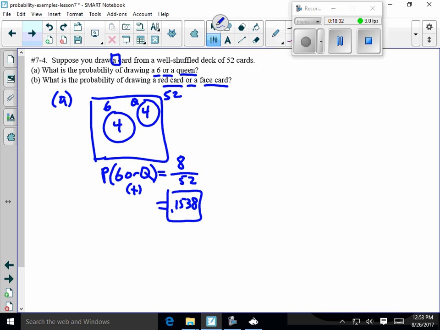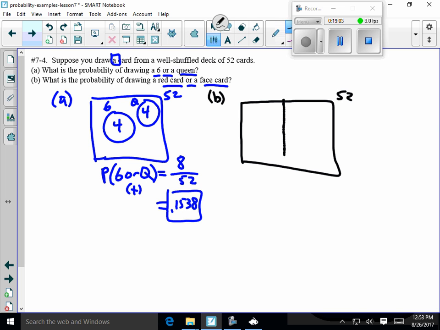Okay, the second part asked, what's the probability of drawing, again from a deck of cards, a red card or a face card? So let me look at how we do the Venn diagram for that. We have to have bubbles for red and for face card. But actually, half the cards are red, hearts and diamonds, and half the cards are black, spades and clubs. So instead of putting a circle for red, I'm going to divide the entire 52 card deck into halves. This is called partitioning the sample space into two specific cases. Some of the cards are red and some of the cards are black, okay?